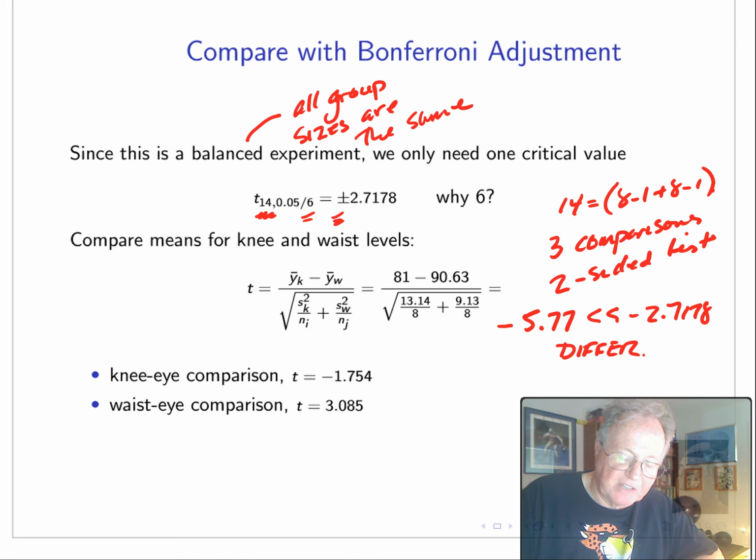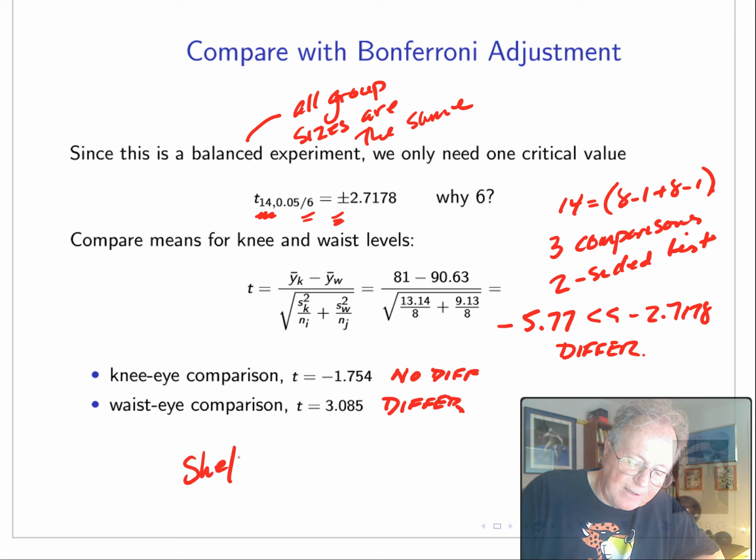If we do similar calculations for the other two comparisons, the knee-eye comparison has a relatively small test statistic, and so there's no difference. But the waist and eye comparison has quite a bit larger one, and so these do differ. Nice to see that the Chaffee and Bonferroni tests concur.